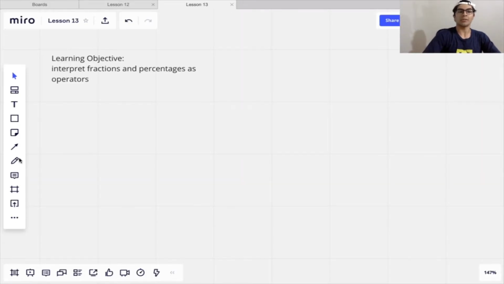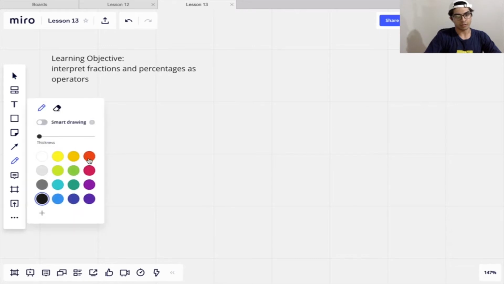This is actually going to be a fairly short one, but the learning objective is to interpret fractions and percentages as operators. The timestamps are here, but I don't think there's going to be much to skip in this video. So, just a quick definition thing that we do.